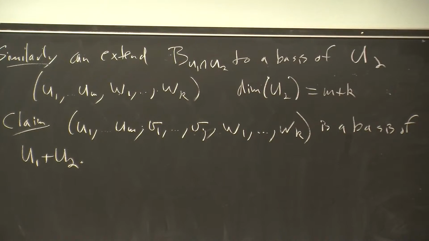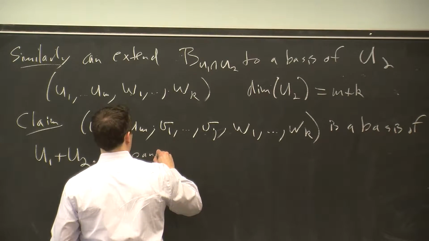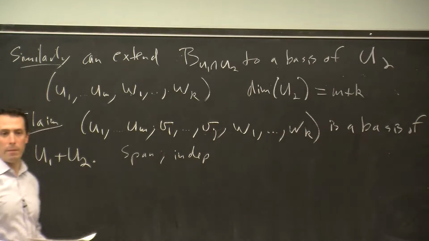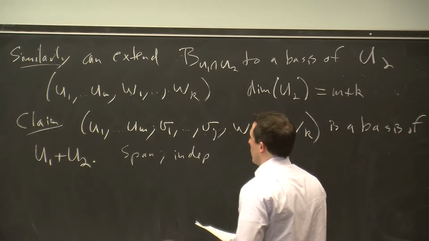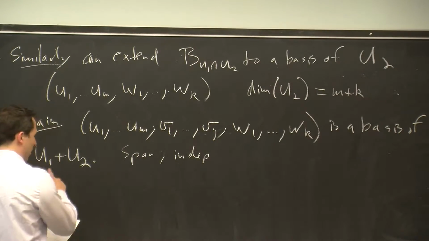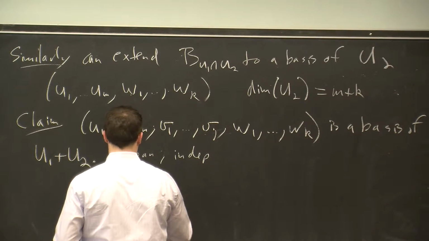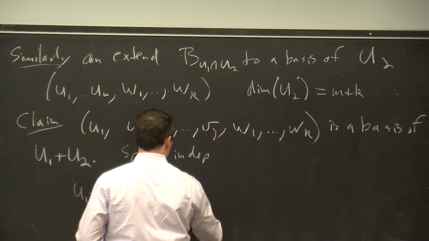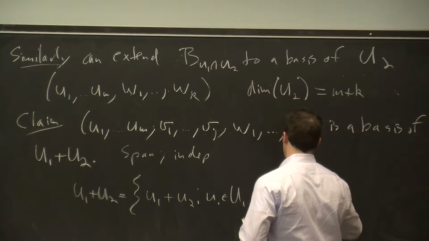Okay, so to be a basis, it needs to be two things. It needs to be a spanning list. So it needs to span this space, and it needs to be independent. Right? Those are the two things we need to check. It's a linearly independent spanning list for U1 plus U2. Well, the spanning part is easy because U1 plus U2 by definition are things that can be written in the form U1 plus little u2, with U1 in U1 and little u2 in U2.